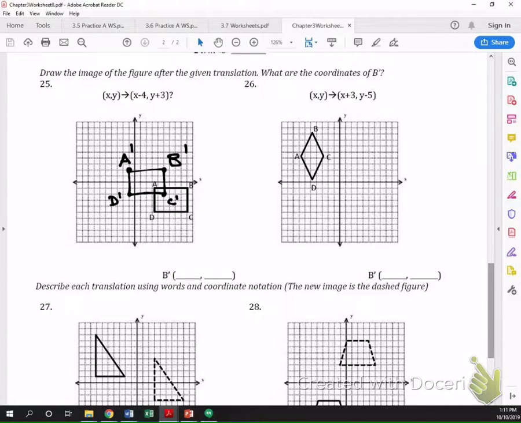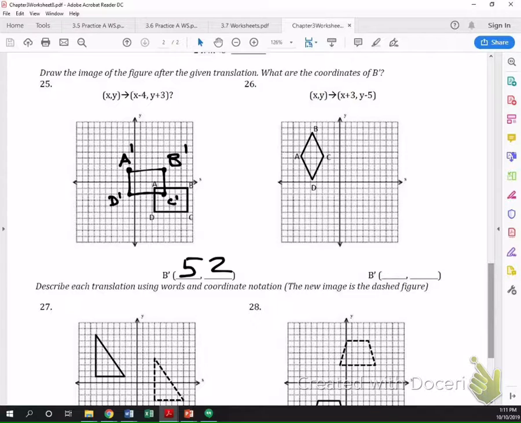Now, they asked me for the coordinates of B prime. B prime is located at 1, 2, 3, 4, 5. Wait, 1, 2, then 1, 2, 3, 4, 5. So it's 1, 5, 2? Is it B prime negative 2? No, I don't think so.